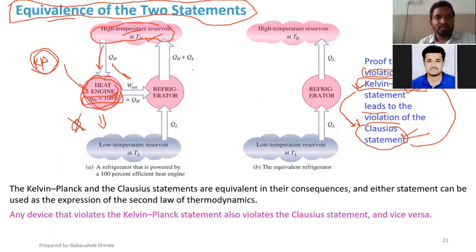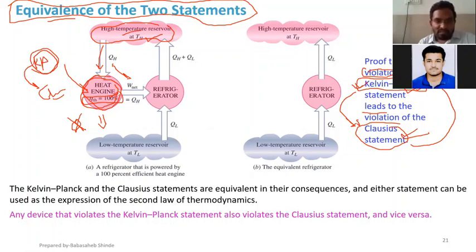Now we just said that equivalence means if we consider one device that is violating one of the statements of the second law, the ultimate result is going to be violation of the second statement, that is Clausius statement. So let's see, can it now violate the Clausius statement also? So we considered violation of Kelvin Planck over here.